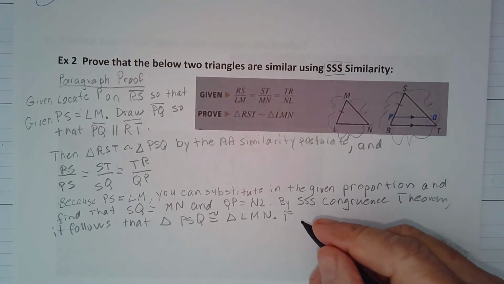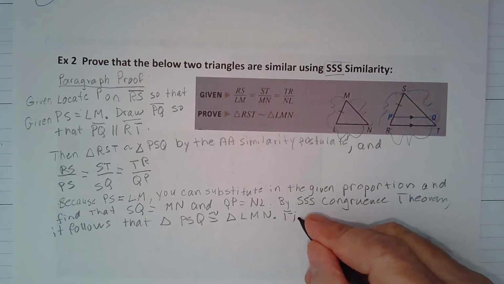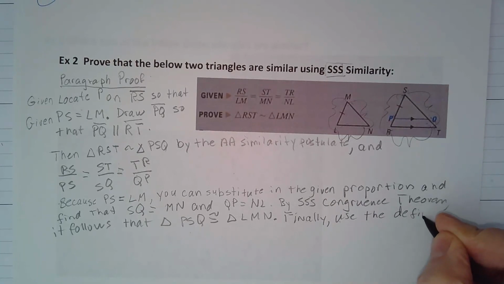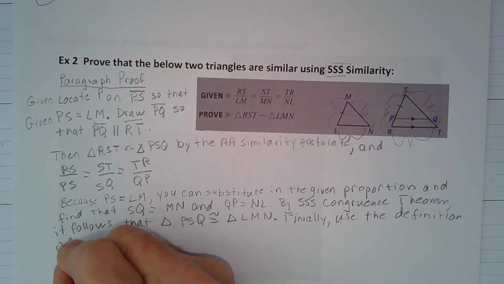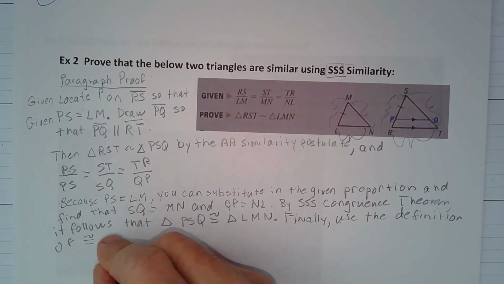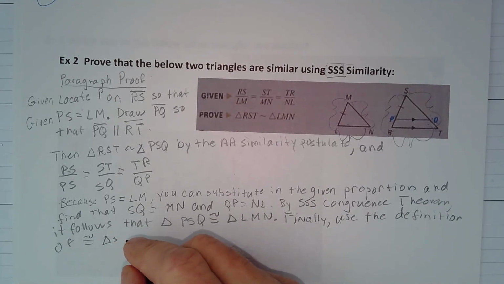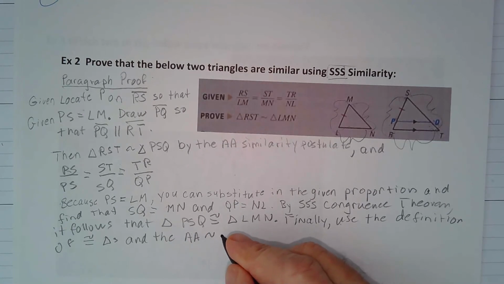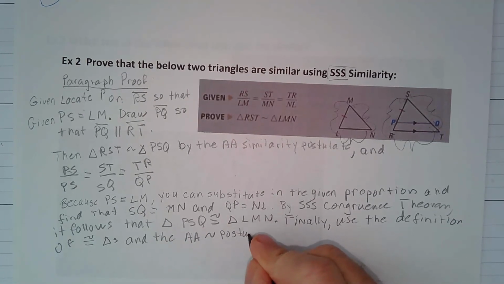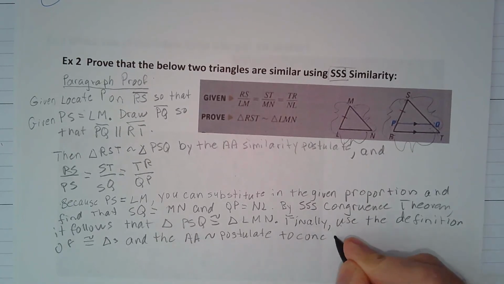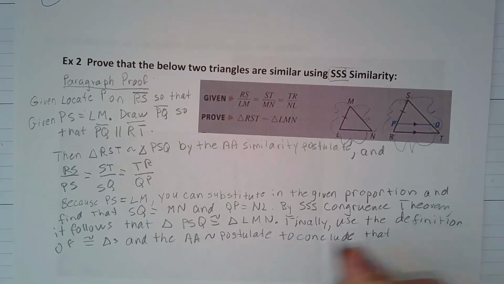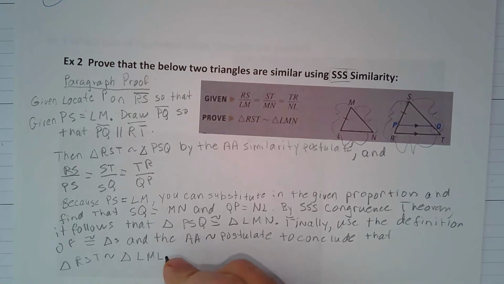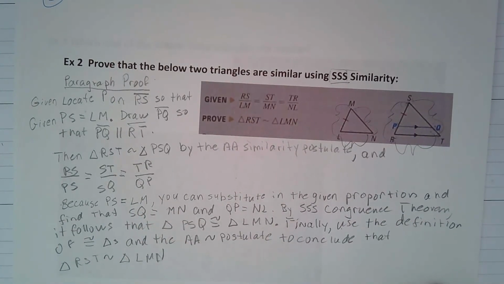So now we're putting it together and we can say, finally, as I said, use the definition of congruent triangles, I'm going to use the congruent sign, and the angle similarity postulate, I'm going to use the similarity sign, to conclude that triangle RST is similar to triangle LMN. Oops, LMN. Okay, so there you have it.